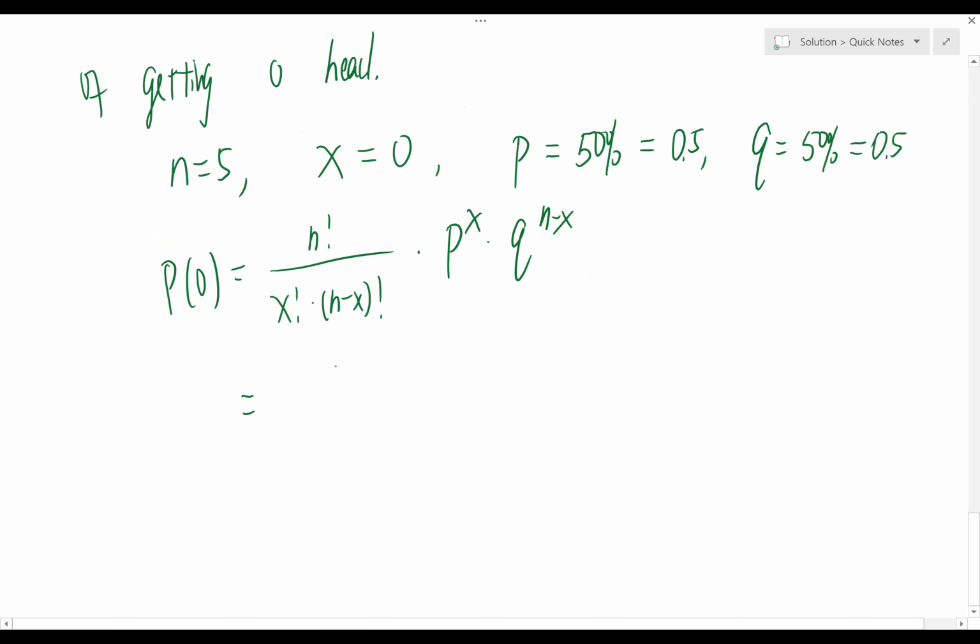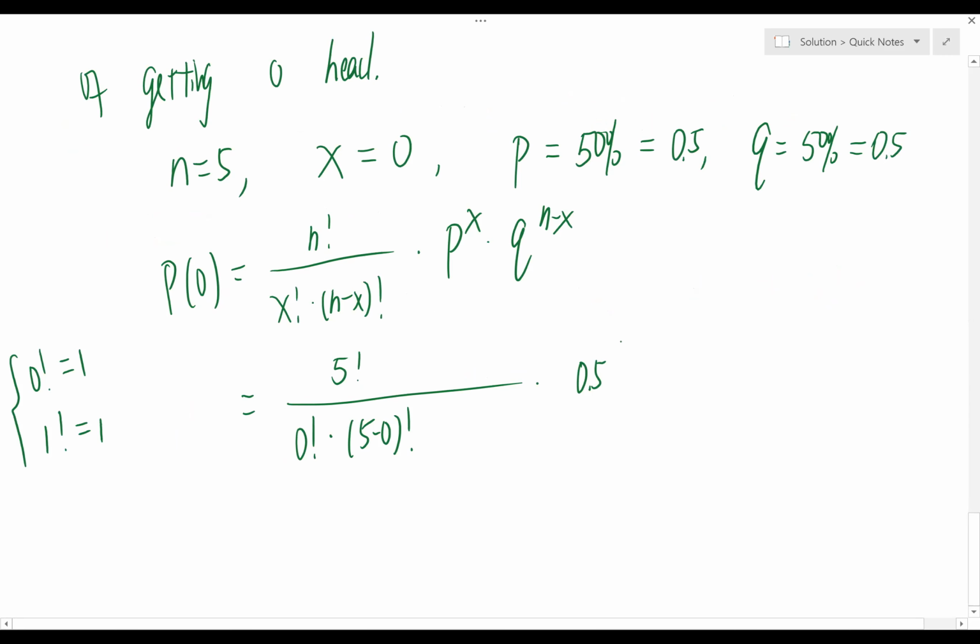So n here is 5 factorial, x is 0 factorial times 5 minus 0 factorial. And 0 factorial is equal to 1. 1 factorial is also equal to 1. Those 2 are special cases of the factorials. And p here is 0.5 raised to the x power, 0 power. And q is 0.5 as well.